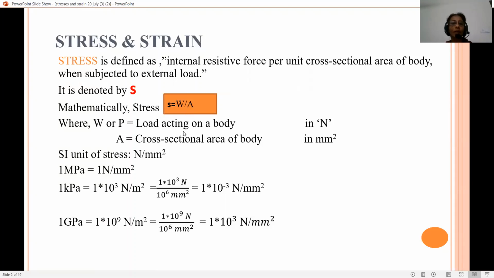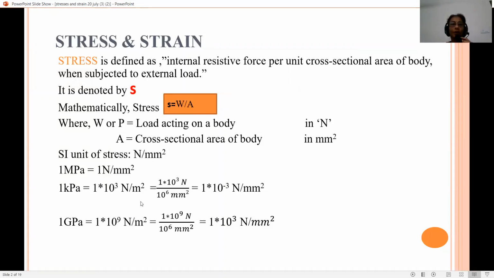Load is in Newton, area is in mm square. So unit of stress is Newton per mm square. It can be in Newton per meter square, megapascal, etc. So we will see correlation between various units. 1 Pascal is 1 Newton per meter square. 1 kilopascal is 1 into 10 raised to 3 Newton per meter square.